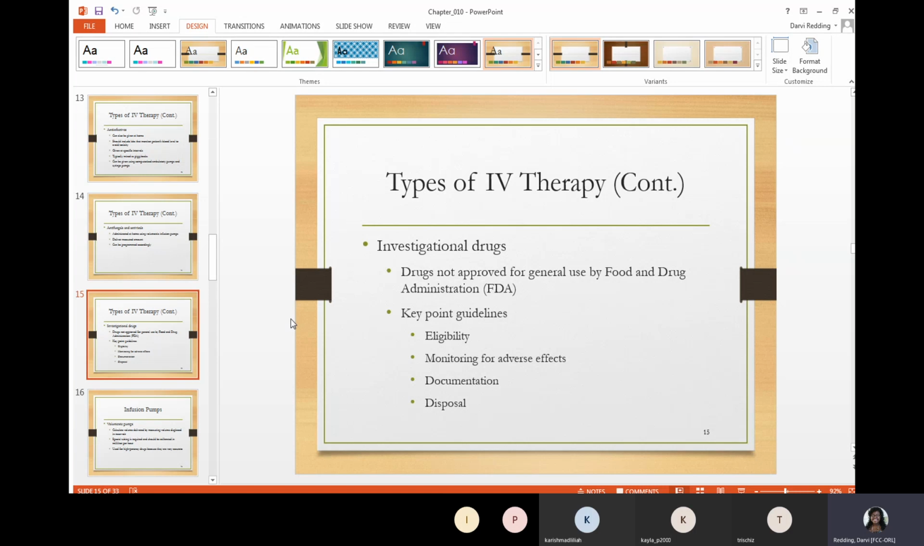And so the investigational drugs are drugs that are not yet approved by the FDA, but they are in clinical trials. So the key point guidelines for those IV therapy would be a person making sure they're eligible to receive the investigational drug. They can also be monitored for adverse effects. As we know, when medications are approved by the FDA, all of them have to have a list of what side effects may occur. And that's why if a person is on an investigational drug, because they're going through the clinical trials, they're going to be monitored to see what adverse effects they might be having. That's why documentation is important, and also the disposal of the drug is important because it's not FDA approved, not yet, but it's in clinical trials.